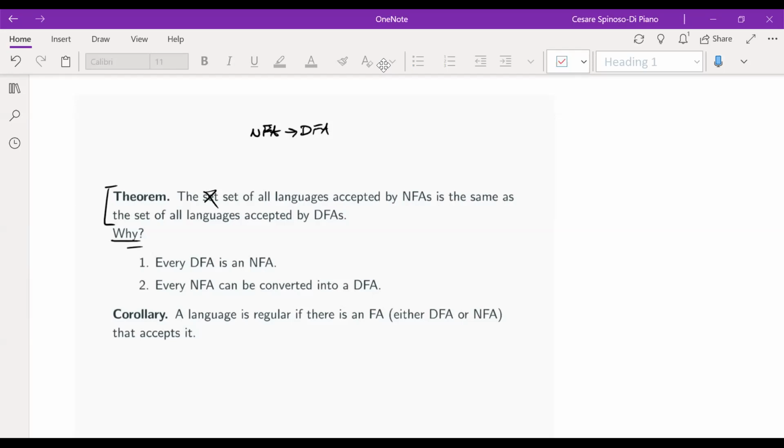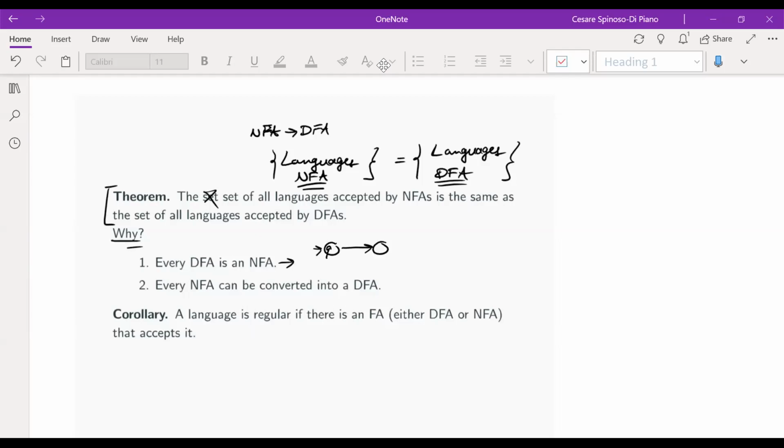There's actually a typo here, but the set of languages which are accepted by NFAs in general is going to be exactly the same as the set of languages accepted by DFAs, okay? And the reason this is true is because every DFA is an NFA. Why is this true? Because technically, if you take the transitions of a DFA, so for instance, this is Q1, this is Q2, and this is maybe A.